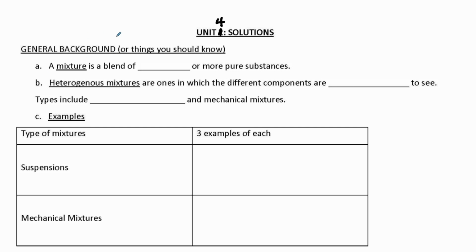So let's just look at some definitions, things that you may have heard of before, but we'll redefine them here. A mixture is a blend of 2 or more pure substances. We can break down mixtures into 2 categories. We can have heterogeneous mixtures. Remember, this prefix hetero comes up often in science, and it means different, like there's more than one thing happening. So these are ones in which the different components are easy to see.